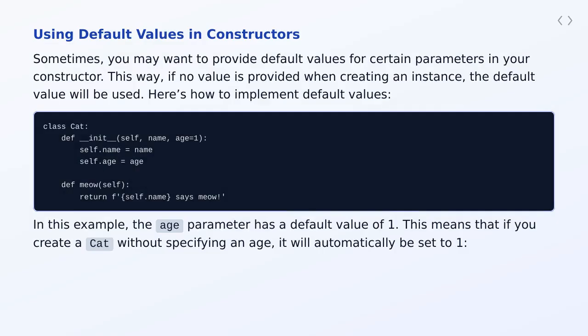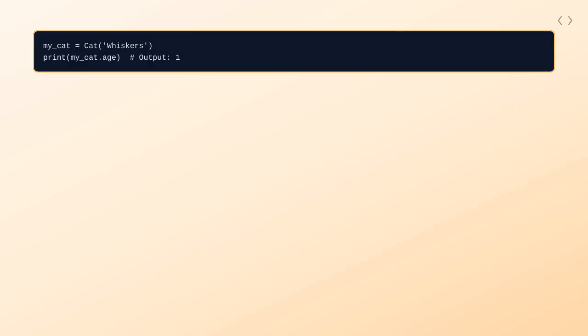Now, using default values in constructors. Sometimes you may want to provide default values for certain parameters in your constructor. This way, if no value is provided when creating an instance, the default value will be used. Here's how to implement default values. Walk through the function definition shown in the code example. In this example, the age parameter has a default value of 1. This means that if you create a cat without specifying an age, it will automatically be set to 1. See the example on this slide. Pause if you want to study the details.